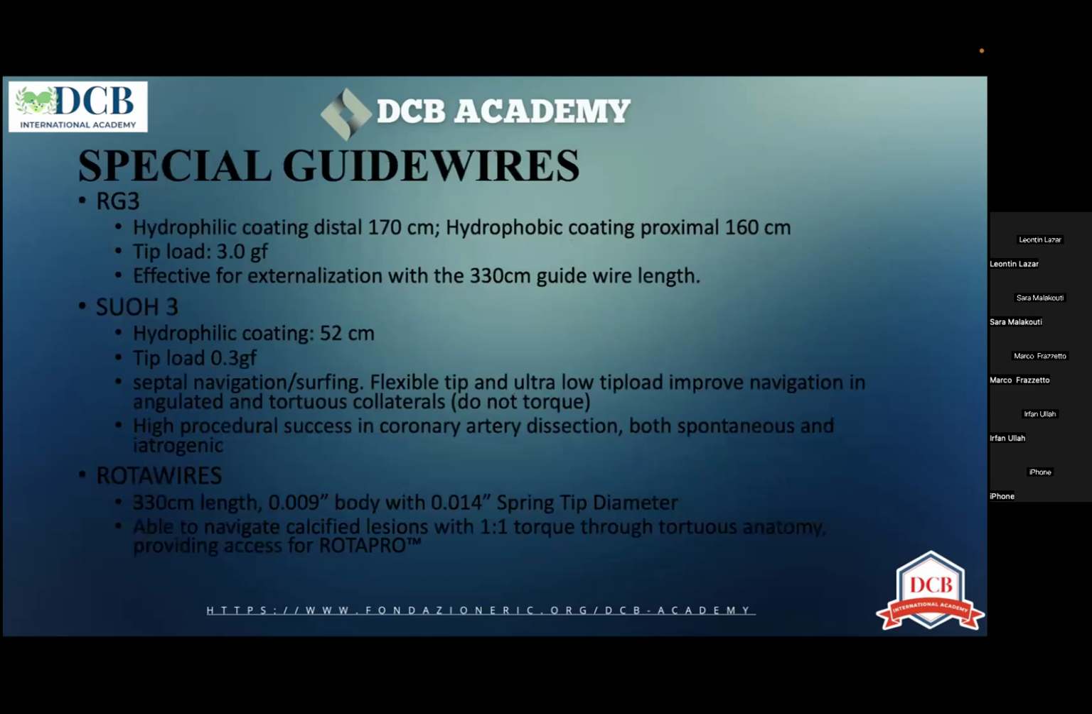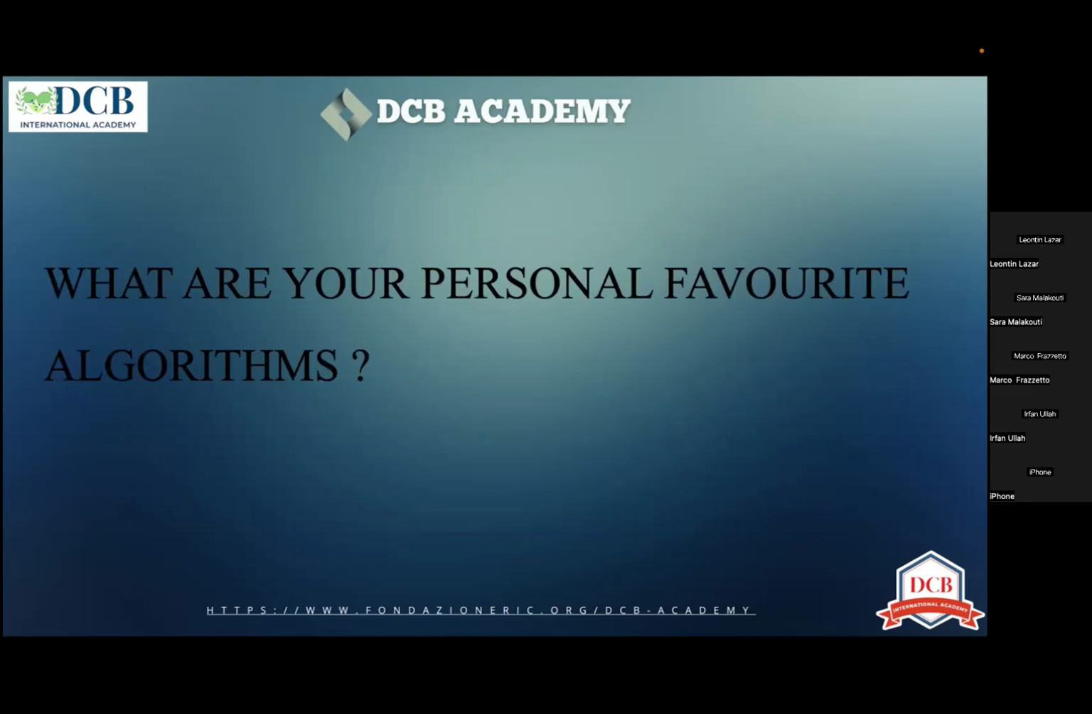And there are some special guide wires like the RG3 for retrograde approaches of the CTOs, or the not so new wire, the SWAP3, which is very good for septal navigation, surfing, and also for successfully going into the true lumen in spontaneous and iatrogenic dissections. And also the rota wires, which are used for delivering the RotaPro system.